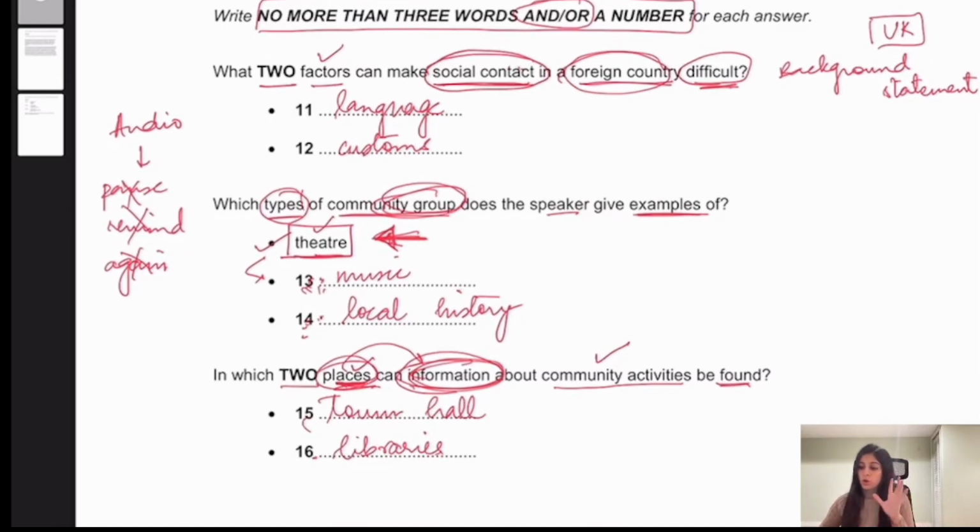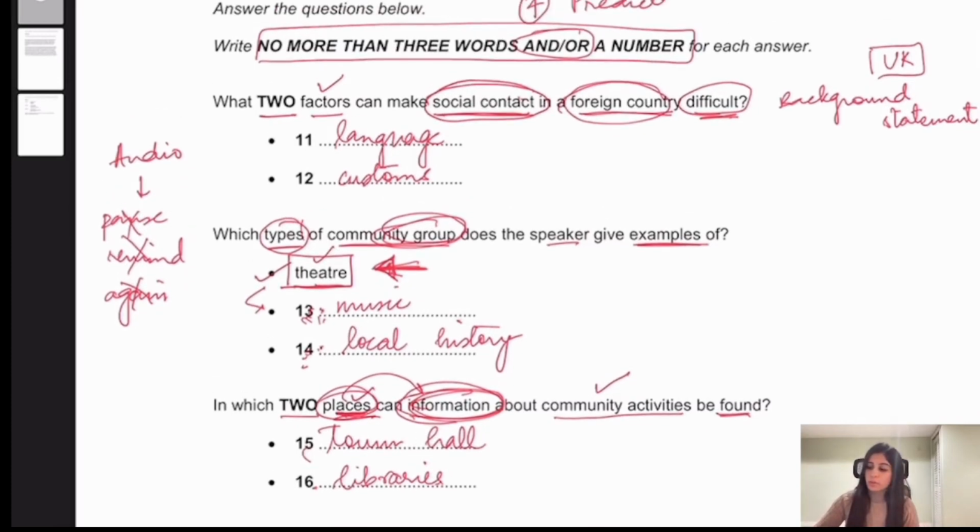Alright, so I hope you paid attention. I was circling certain words which were being spoken, and that's when you know that the answer to the question can be expected now. So, two reasons why social contact becomes difficult is because one is language barrier, the other one is the customs are different in each and every country.